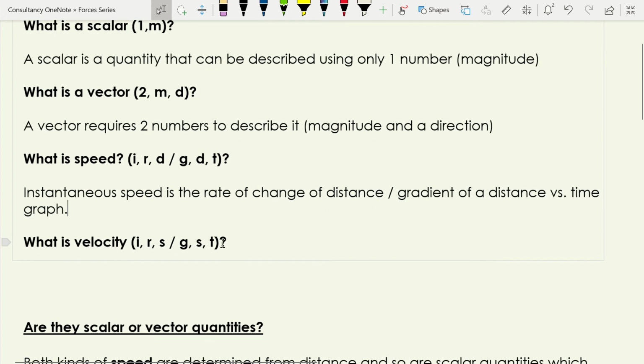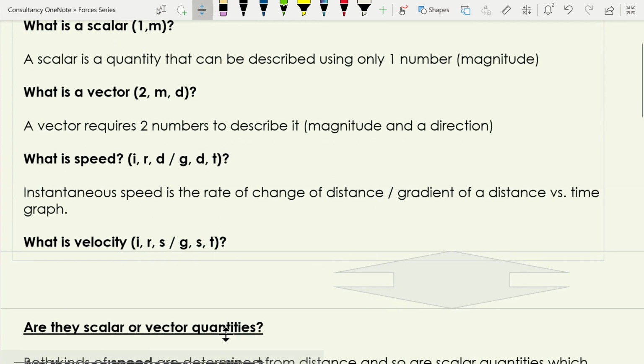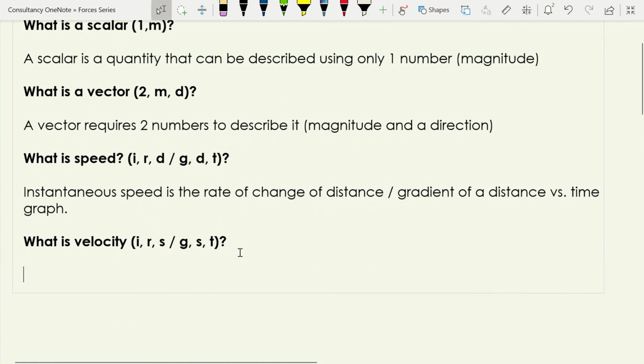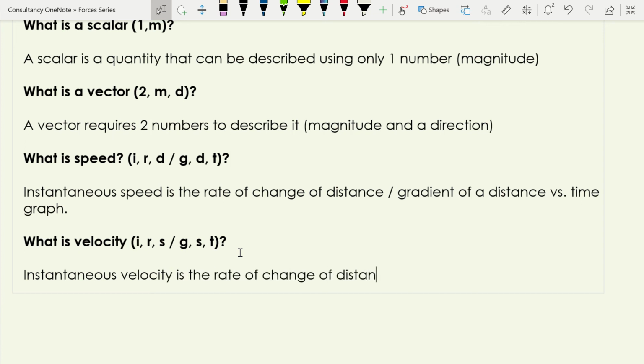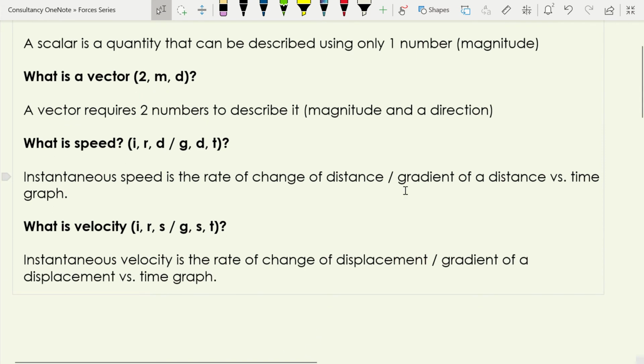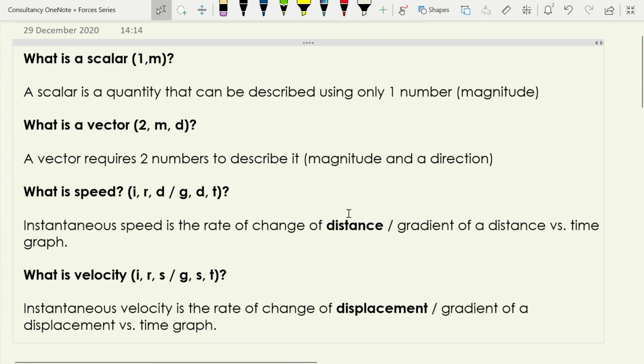And then we're going to have something very similar for velocity. Let's clear that off the screen so we're not overcomplicating things. So again, velocity is an abbreviation for instantaneous velocity, is the rate of change of displacement, or the gradient of a displacement versus time graph. Okay, so here you can see the key difference between the two. They look really similar. One is determined from distance and one is determined from displacement.